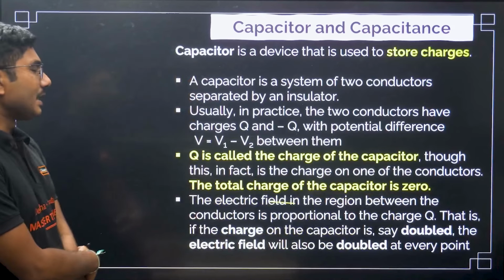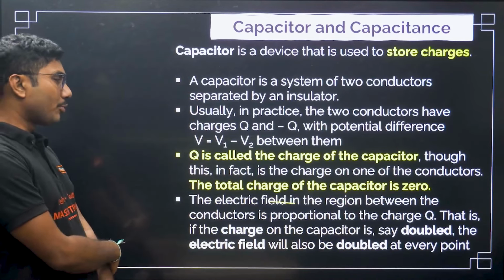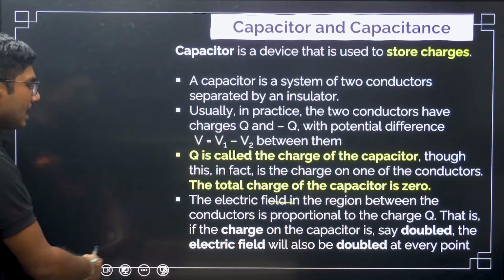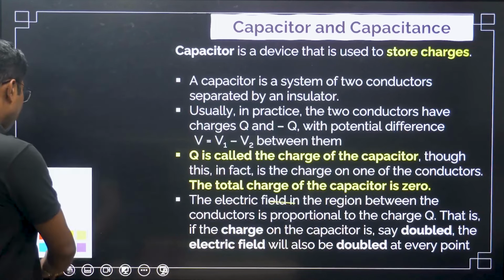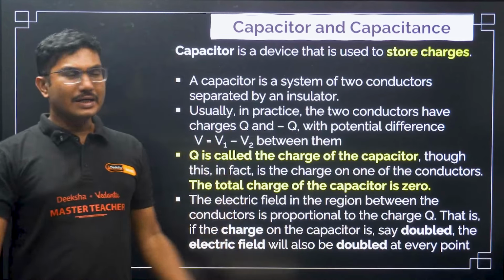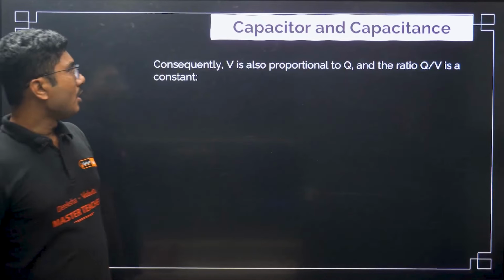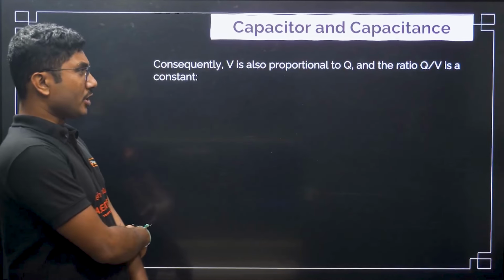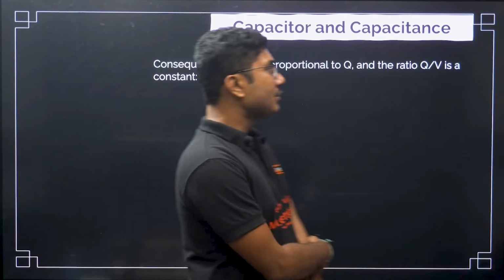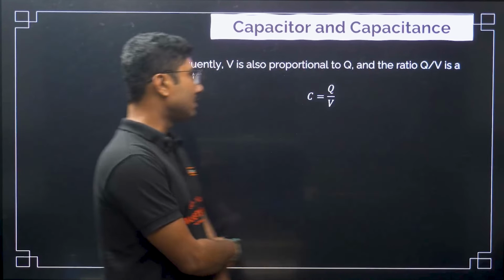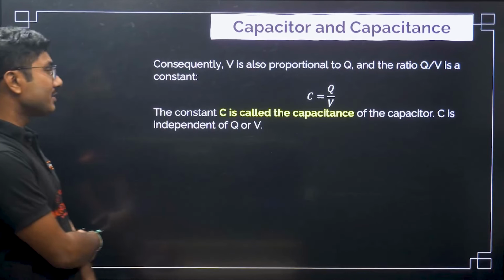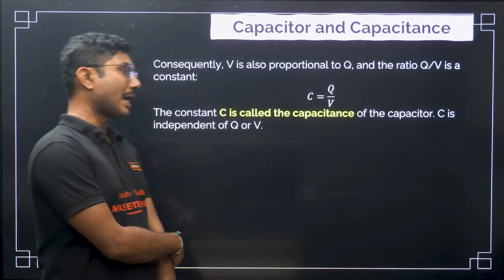The electric field in the region between the conductors is proportional to the charge Q. That is, if the charge on the capacitor is doubled, the electric field will also be doubled. So, the charge is basically stored in the form of electric field. If you increase the charge, the electric field will also increase. Consequently, V is also proportional to Q, and the ratio of Q by V is a constant. For a capacitor, the ratio of Q by V is constant, and that is called the capacitance of the capacitor. The constant C is called the capacitance.